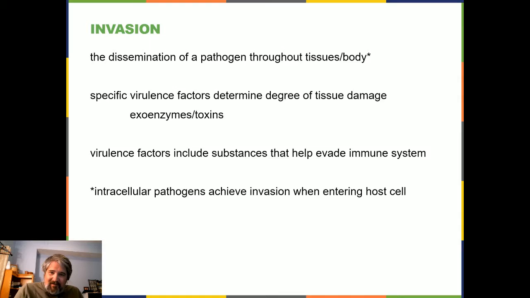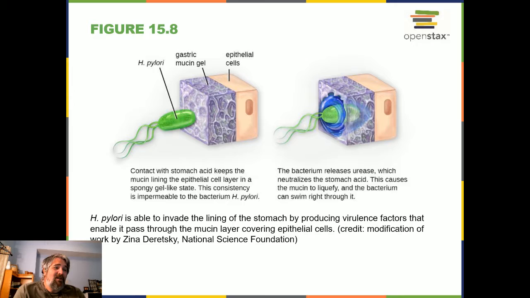Here's an example of how Helicobacter pylori is able to invade the lining of the stomach. They produce, so we're calling the, what was it, urease? Oh, wait, yeah, it says it right here on the figure. Urease, which neutralizes the stomach acid in its immediate local environment, and that causes the mucin to liquefy, and the bacterium can swim right through.